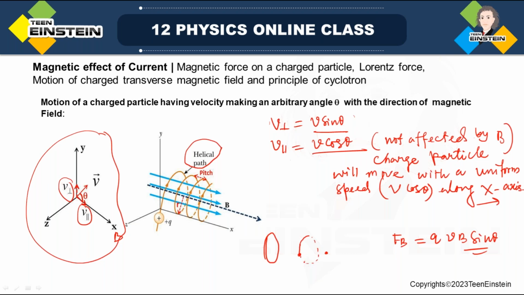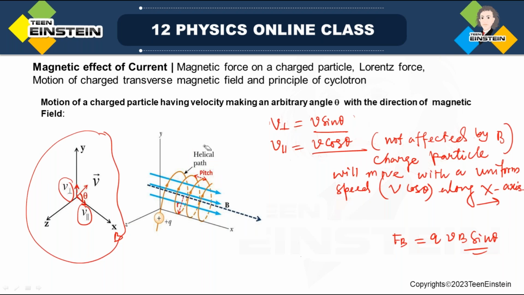So the path will actually be a helical path like this. By the time the charged particle makes a complete revolution, the charged particle itself is moving forward along the x direction. So that's why the path will be a helical path instead of a circular path. The trajectory will be helical.